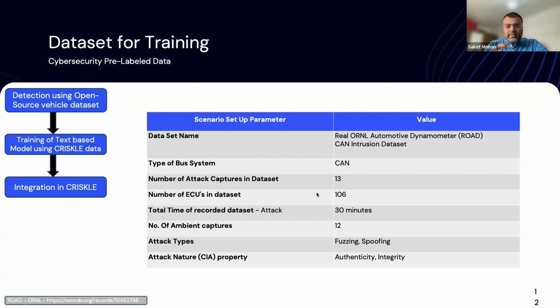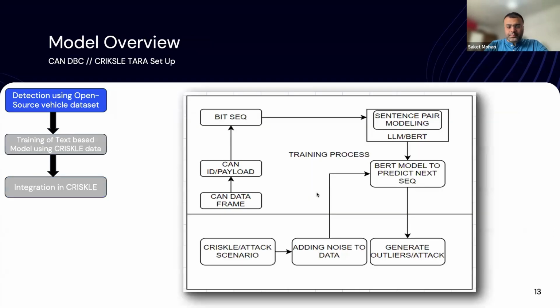fuzzing and spoofing, just to understand how we can implement some of the new algorithms from the generative AI space to understand the next sequence, or the CAN ID sequence. So this is the base model that we came up with in a simplified manner, wherein you have the CAN data frame that we obtain from the CAN logs, which has a CAN ID, of course. Then we study the bit sequence and push the CAN ID into BERT, which is a generative AI, let's say a natural language processing algorithm.